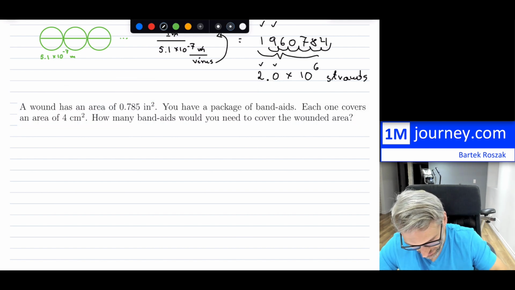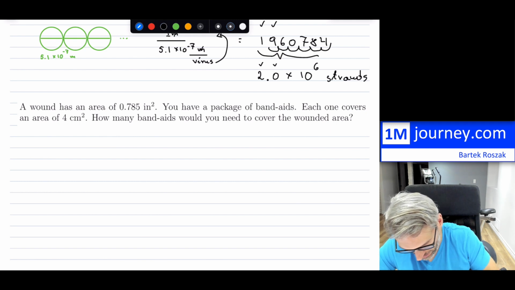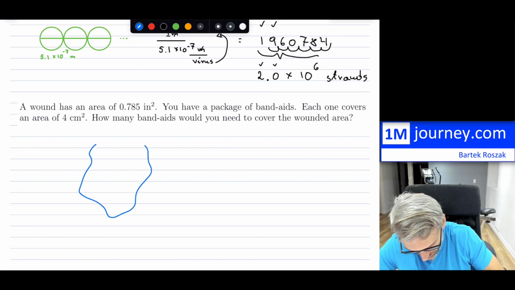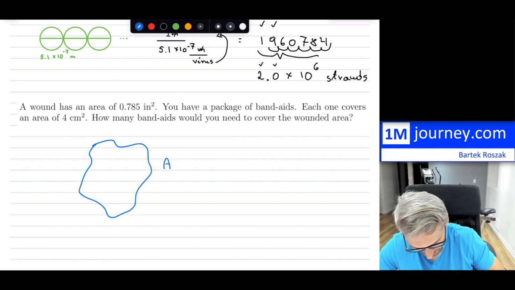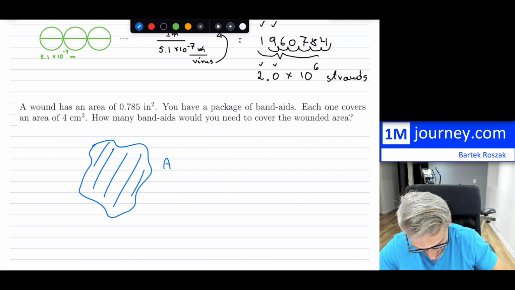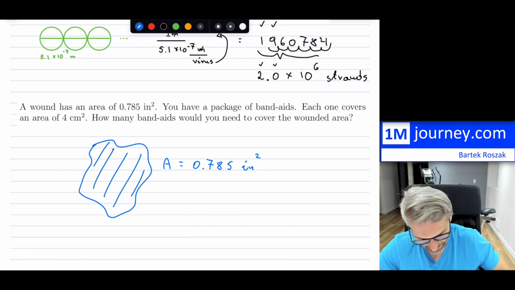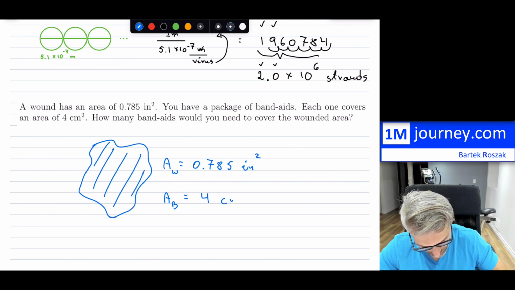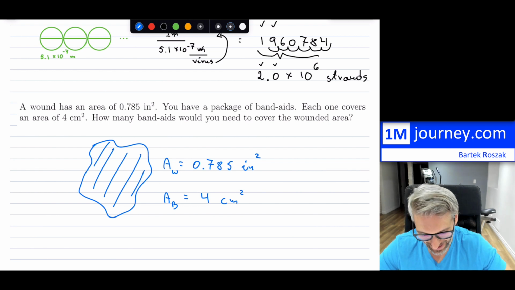So let me write down all the given information. We have a wound. Whatever that wound is, it has an area, so it has a surface area of 0.785 inches squared. Now you open up some Band-Aids and it tells you that each Band-Aid is 4 centimeters squared. So this is the wound area, and each Band-Aid is 4 centimeters squared. How many Band-Aids would you need to cover the wounded area?